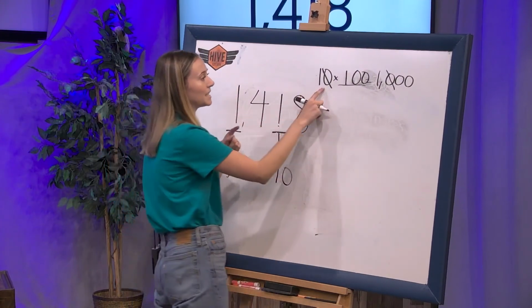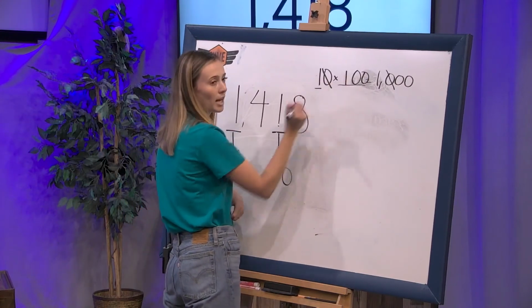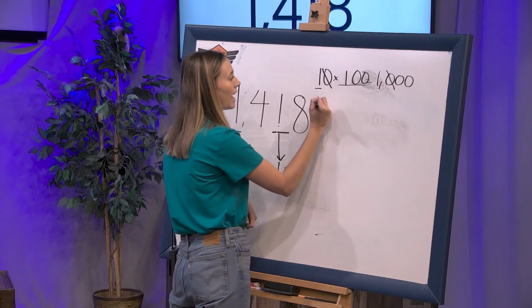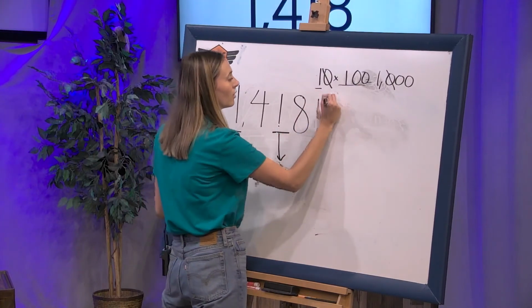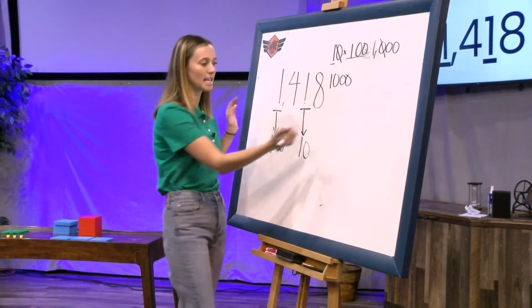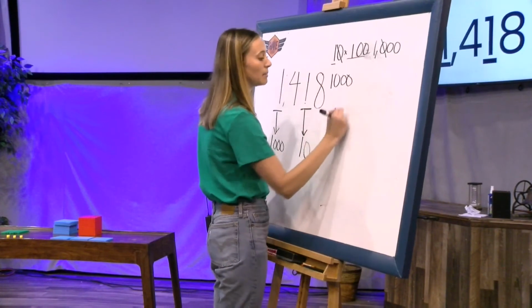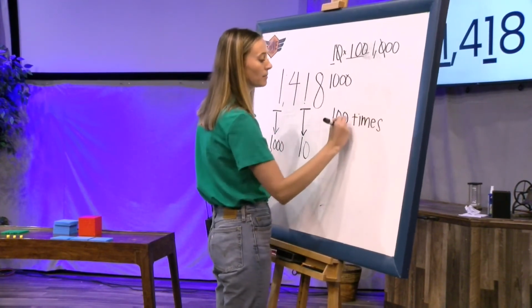Is it true? Is 10 times 100 1,000? Let's do what's 1 times 1? Just 1. How many zeros do you have in that problem? 1, 2, 3. So 10 times 100 is 1,000. So 1,000 is 100 times more than 10. 100 times more.